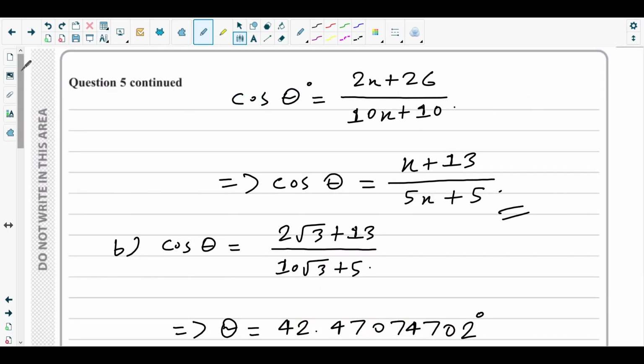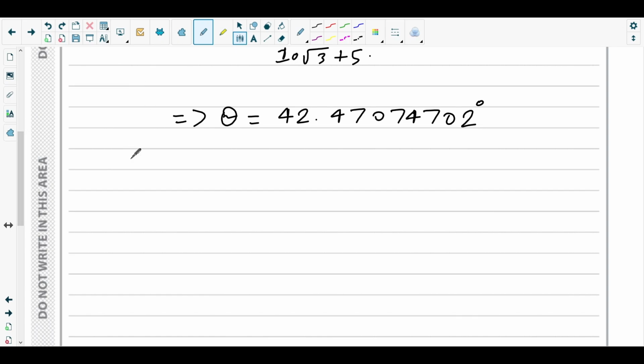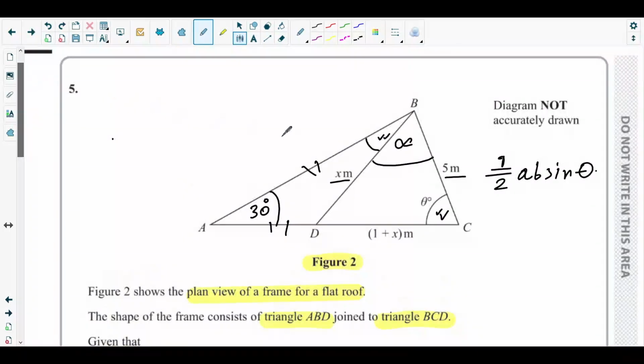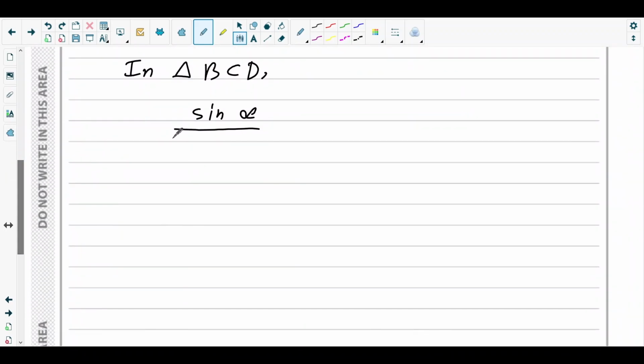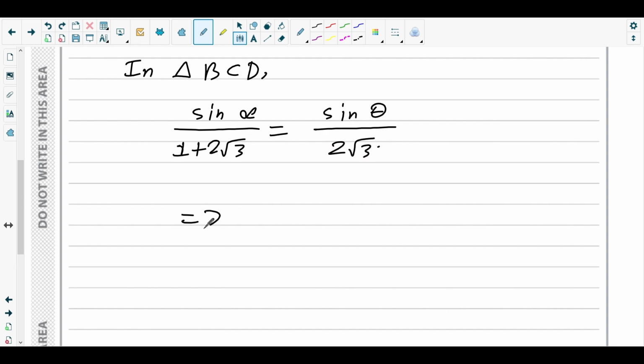Okay, in triangle BCD, sine alpha over its opposite side is what? If you use the sine rule, sine alpha over the opposite side, which is 1 plus x, so 1 plus 2 square root of 3, equals sine theta over its opposite side, which is x, which is 2 square root of 3. So from there, find out the angle alpha.